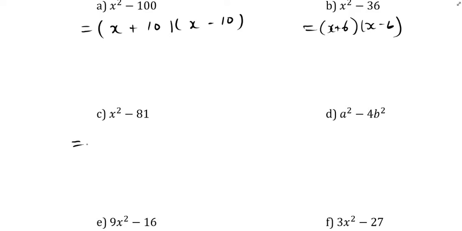2 terms, minus sign between them. Is 81 a perfect square? What's the square root of 81, Kristen? 9. X minus 9, x plus 9. Done.